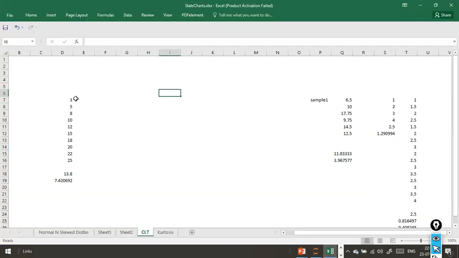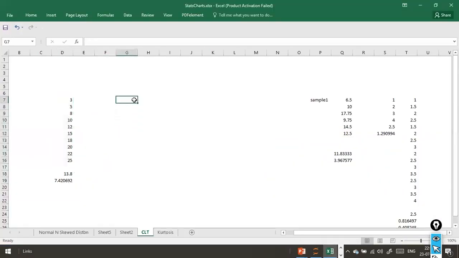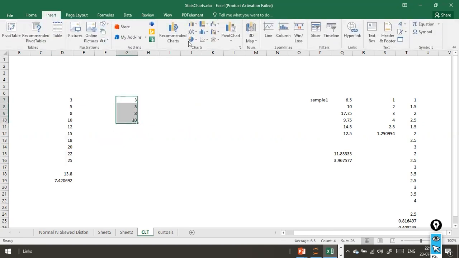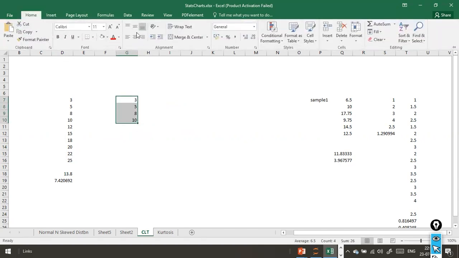Let's assume that this is a normal distribution. So I draw 3, 5, 8, and 10 only. Let's say this is not a population, actually, it is a sample only. Your population will have some more data. Initially we started by drawing a few samples, 4. Then I go to Insert and create a histogram to view whether it's a normal distribution or not.